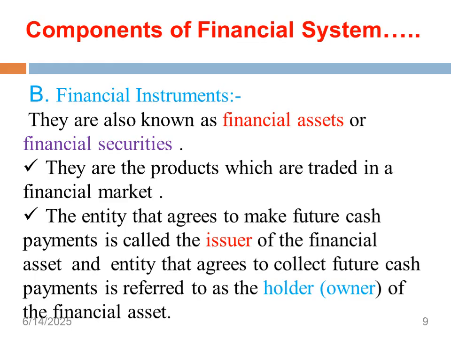Now the entity that agrees to make future cash payments is called the issuer of the financial asset, or we can call the issuer a borrower, because it can borrow from lenders, who are known as holders or owners of financial assets. The holders or owners are also called lenders. The issuer of a financial asset is known as a borrower because they borrow money by giving that financial asset or security.